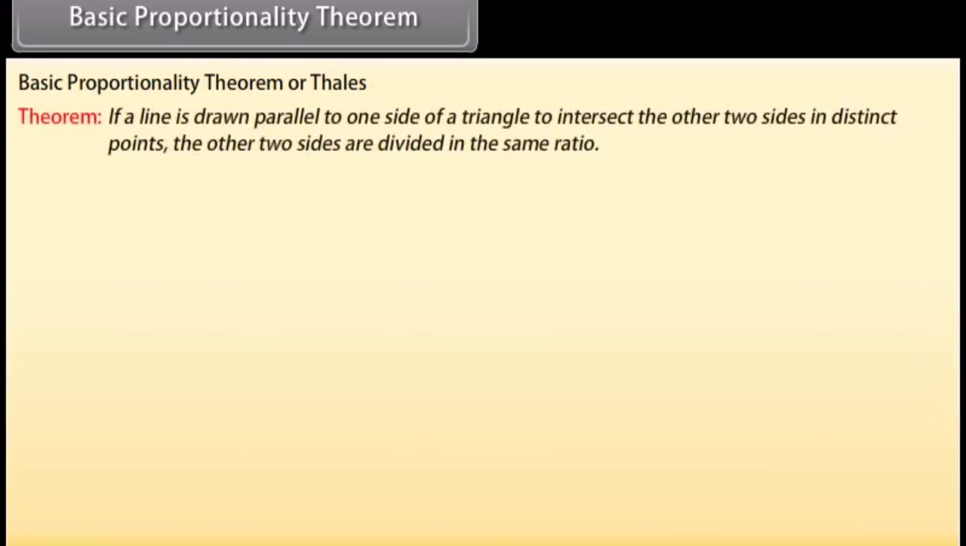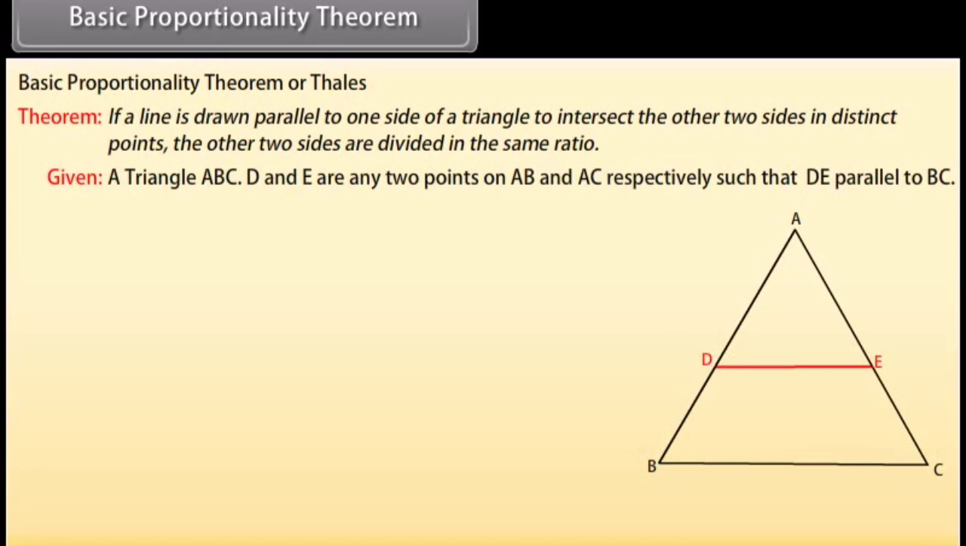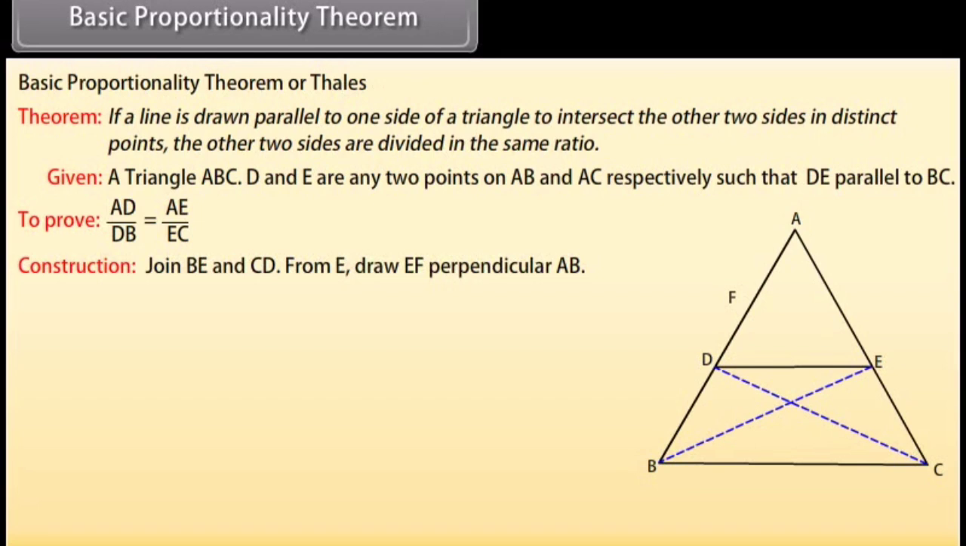Basic proportionality theorem or Thales theorem. If a line is drawn parallel to one side of a triangle to intersect the other two sides in distinct points, the other two sides are divided in the same ratio. Given a triangle ABC, D and E are any two points on AB and AC respectively such that DE is parallel to BC. To prove AD upon DB equals AE upon EC. Construction. Join BE and CD. From E, draw EF perpendicular to AB.